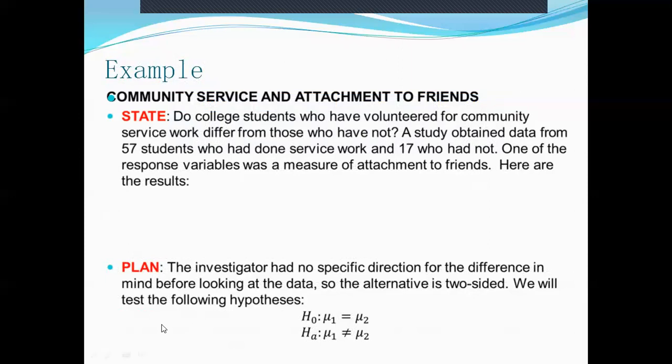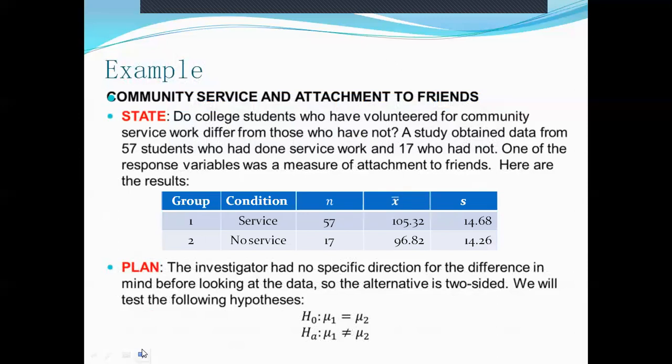Here are the results. Group 1 had some community service. There were 57 at an average of 105.32 and a standard deviation of 14.68. The second group is the non-community service group, with 17 individuals with an average of 96.82 and a standard deviation of 14.26. Our plan: the investigator had no specific direction for the difference in mind before looking at the data, so the alternative is two-sided.